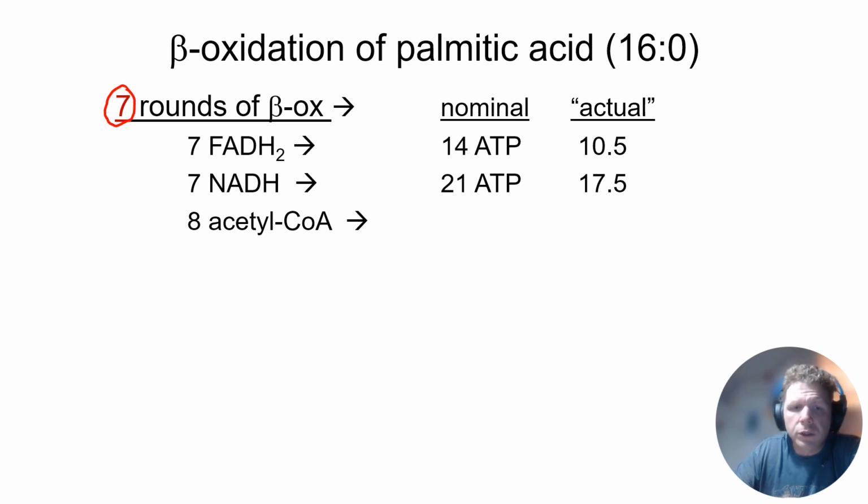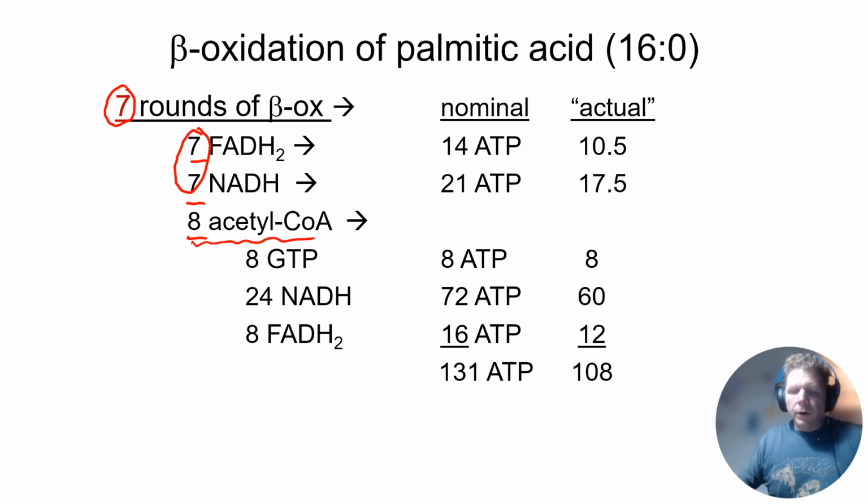Okay, now that we've cleared that up, the next thing is, what does each one of these rounds of beta oxidation do? Well, these rounds are going to produce 7 FADH2, 7 NADH, 8 acetyl-CoA molecules. These FADH2 and NADH are simply through the rounds of beta oxidation. The acetyl-CoA, by contrast, is going to be one of our products. That's going to go through the citric acid cycle. Now, these FADH2 and NADH, ideally they're going to produce a total of 14 and 21 ATP, but in reality it's going to be closer to 10.5 and 17.5 ATP.